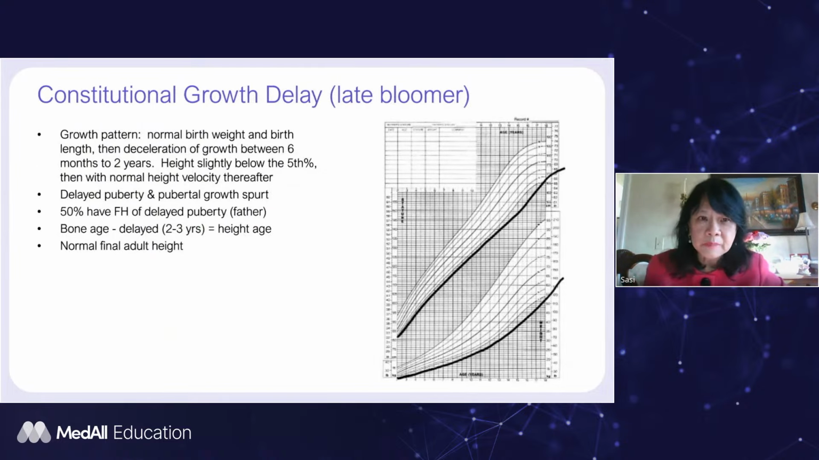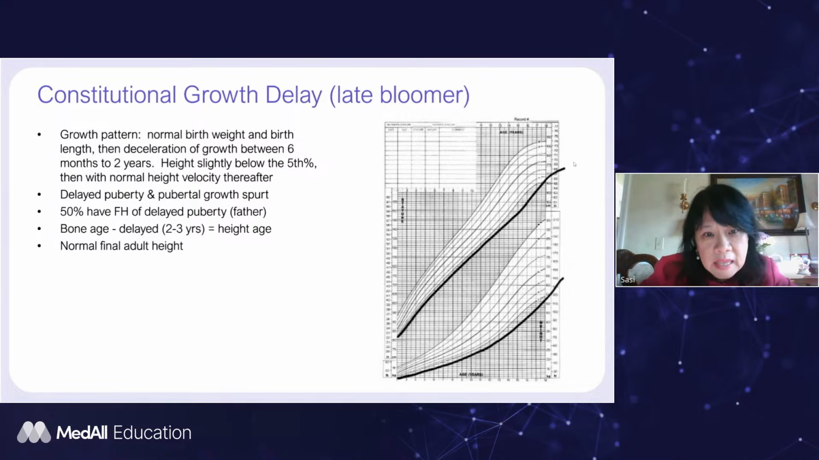So another one of the normal variants for short stature is constitutional growth delay, or what we call late bloomer. The growth pattern is that they have normal birth weight and birth length. And typically, they start to slow down during toddler years, between 6 months to 2 years. Then height will be slightly below the 5th percentile, but will continue to follow normal height velocity after that. But they stay below the 5th percentile for several years.